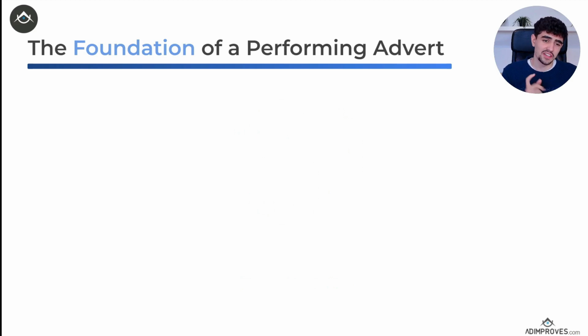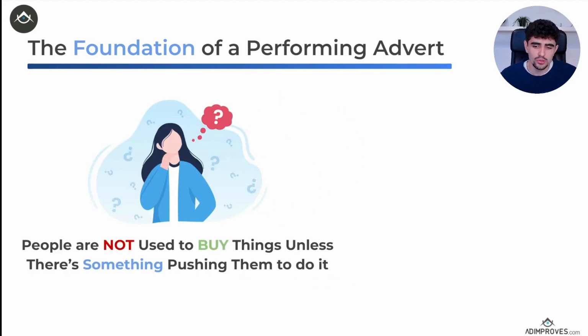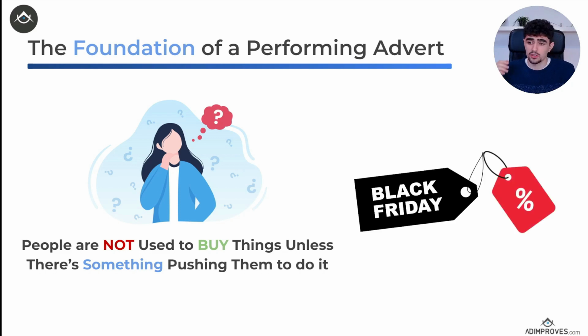What I'm basically trying to explain here is that people are not used to buying things unless there's something pushing them to do it. You can see examples of this pushing method in Black Friday offers or percentage offers, in which you see huge amounts of discounts. But if you look at the track record of the Black Friday sales, you can see that they offer all these huge discounts. And I'm not telling you that you have to do a huge discount, right? But you have to have a solid offer.